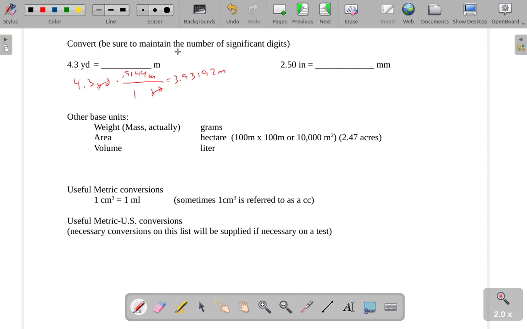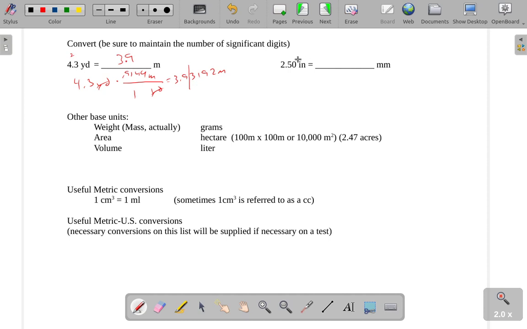But this says to maintain the number of significant digits, so we need to round this off to 2 significant digits. That's 2, so this one needs to be 2 significant digits. We get 3.9. 4.3 yards is 3.9 meters.